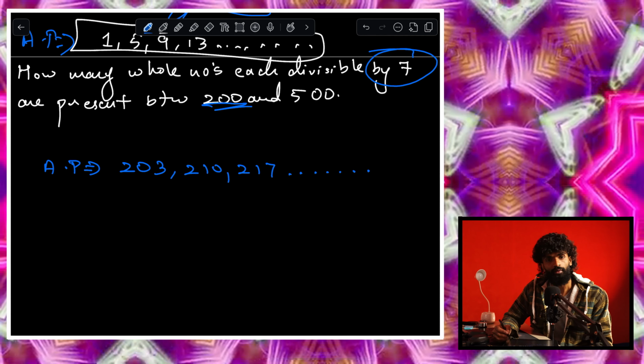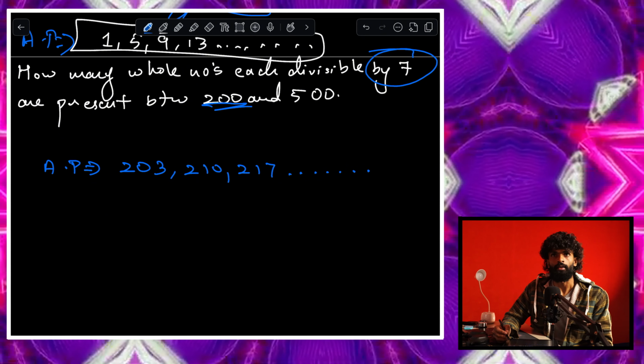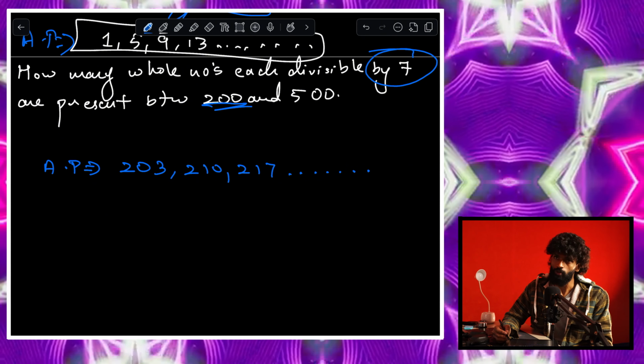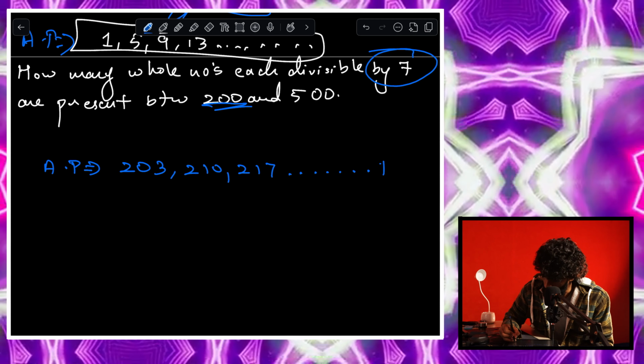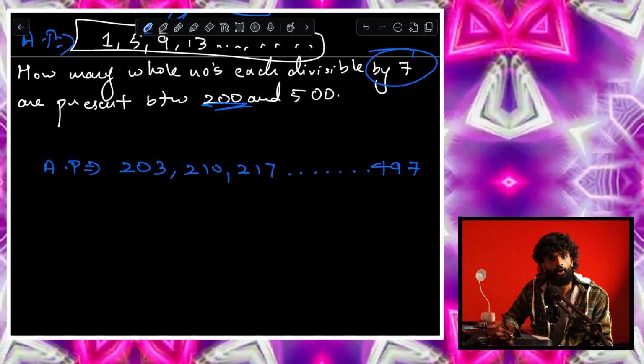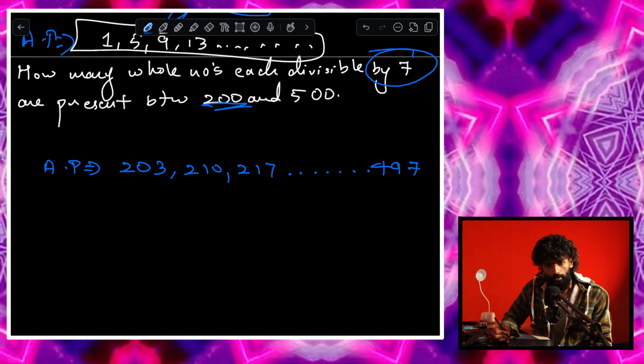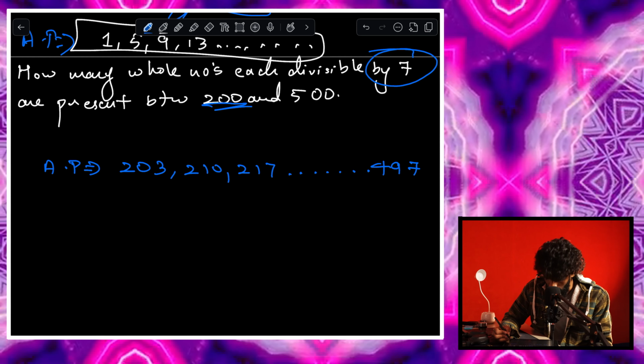Okay, now try with 500. Is 500 divisible by 7? Not possible. Try 499. Not possible. 498 also not possible. 497 possible. So, even though the question says between 200 and 500, those two numbers are not included. Is it always a rule? No, you're supposed to sit and check there. If it is matching, why wouldn't I write it? I would write it. In this case, it was not matching.